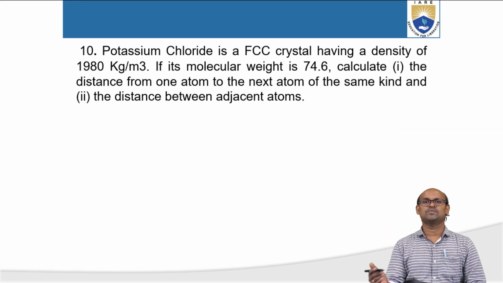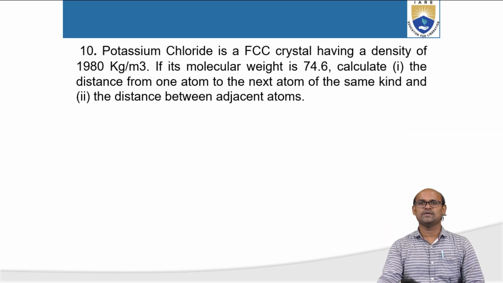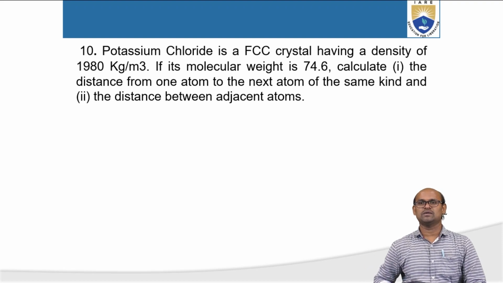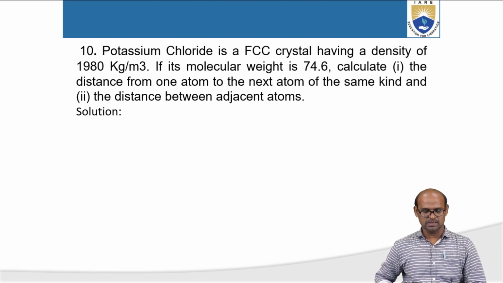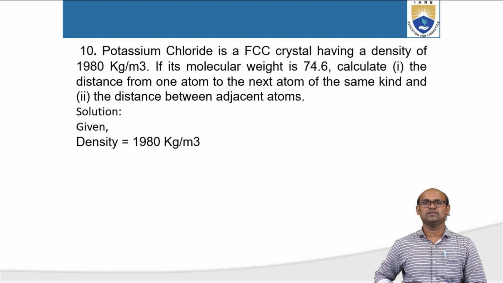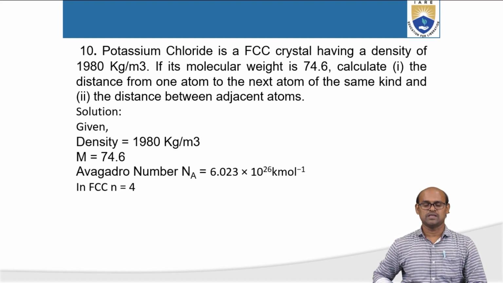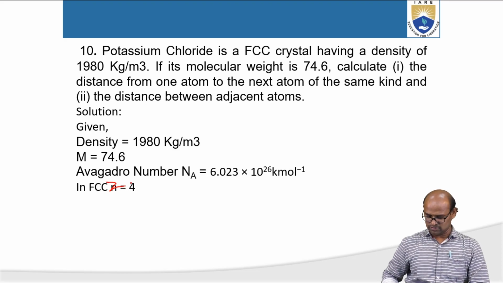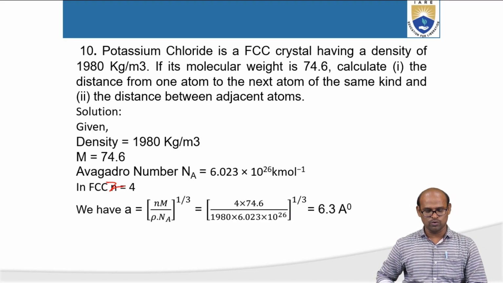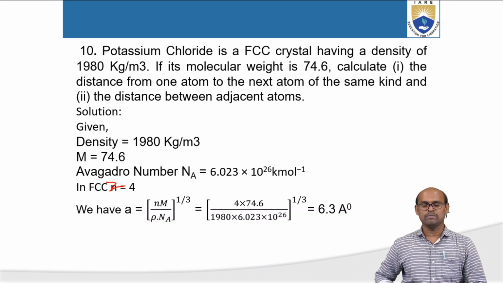Okay, so the last problem in module 1: potassium chloride is an FCC crystal having a density of 1980 kg per meter cube. If its molecular weight is 74.6, calculate the distance from one atom to the next atom of the same kind and the distance between the adjacent atoms. Always start with the given: density is given as 1980 kg per meter cube, molecular weight is given, Avogadro number is known, and FCC they have mentioned, so Z, the number of atoms per unit cell, is 4. Now we have to calculate the distance between the same kind of atoms.